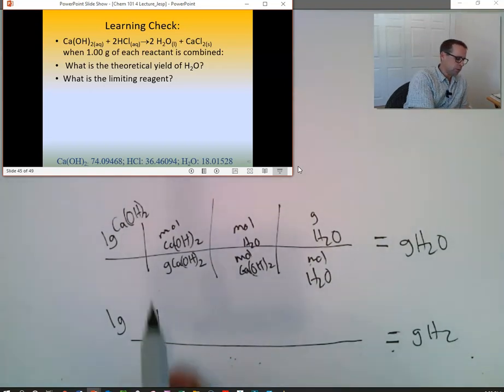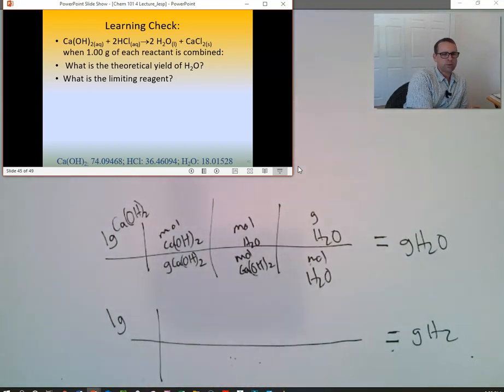Okay. So what are my values? Can you see them down there? Is it a little too small?